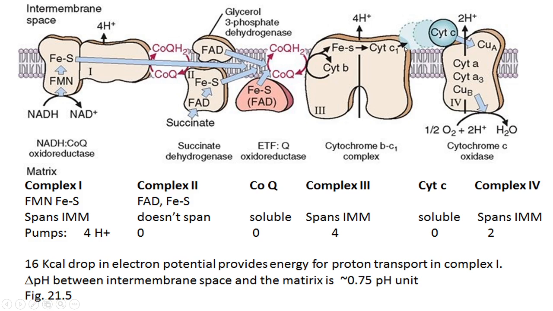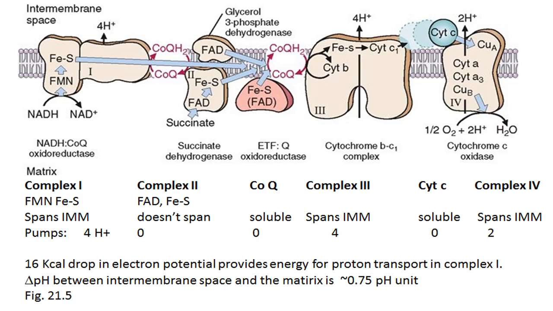So this is complex 4. Now we will see how cytochrome donates the electron to the oxygen. This is a very interesting process, the transfer of the electron from cytochrome C to the oxygen.